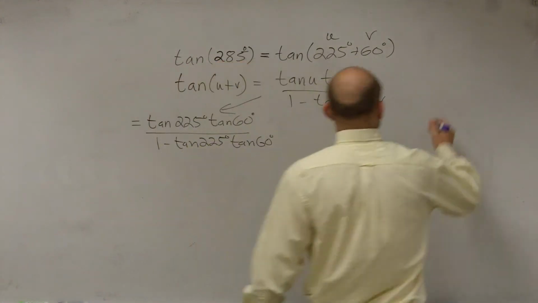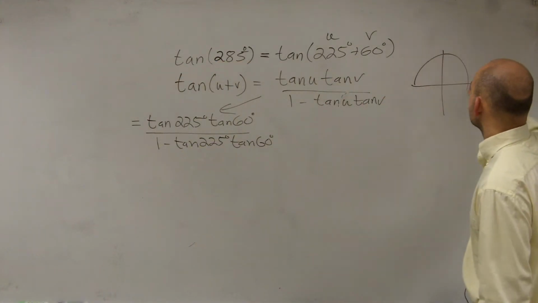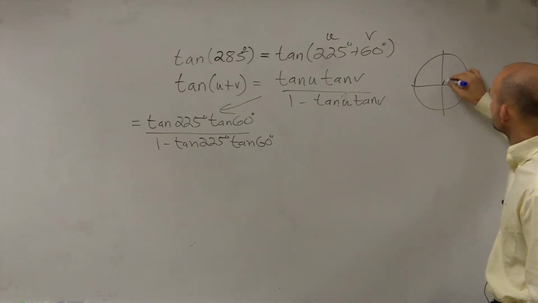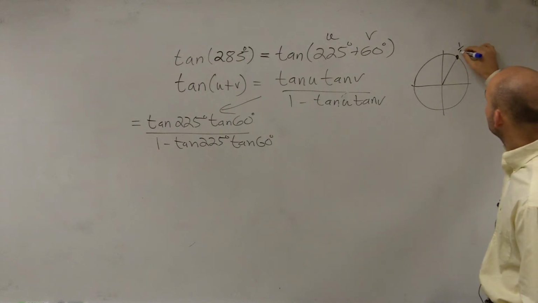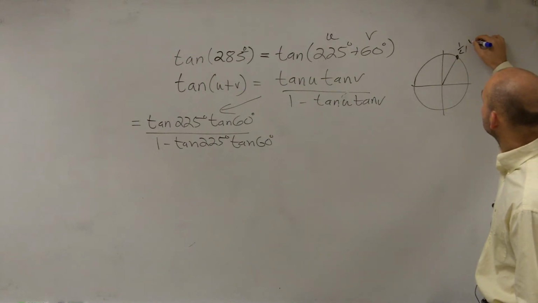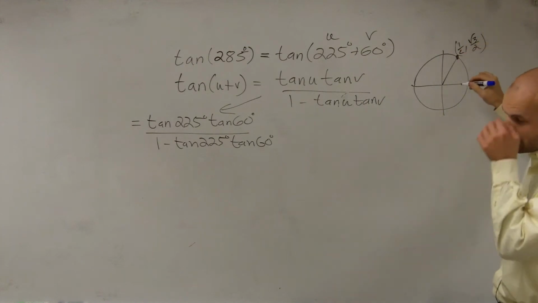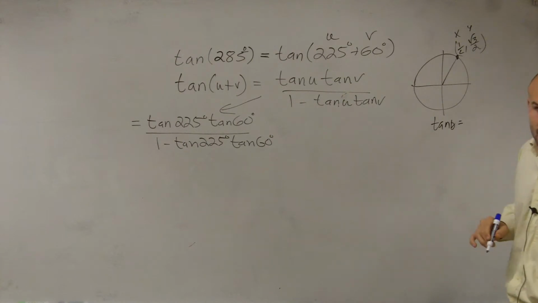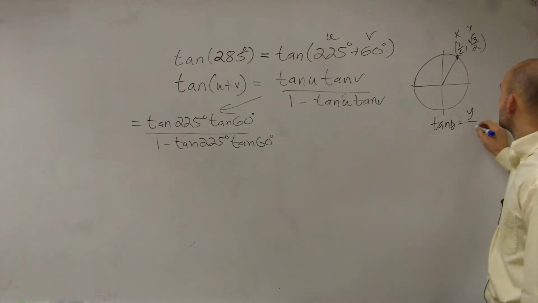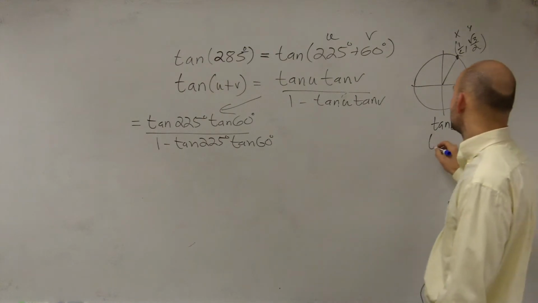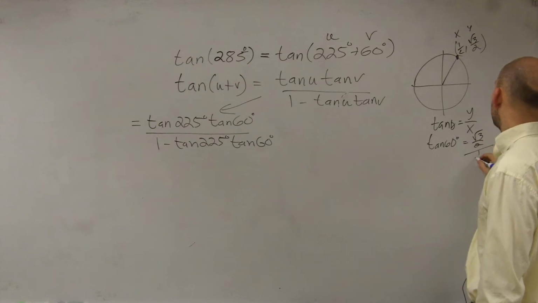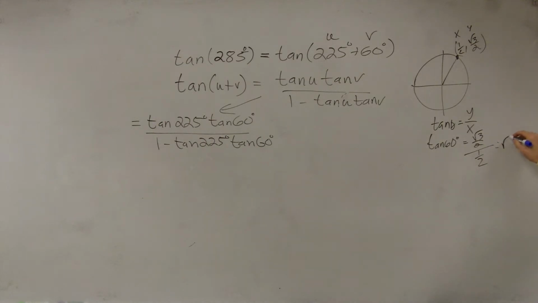So the next thing we need to do is determine our unit circle of what is 225 degrees and what's going to be 60 degrees. Well, we know 60 degrees is going to be right up here, and that's going to have a coordinate point of 1/2, radical 3 over 2. So remember that the tangent of an angle, when you have a coordinate point on the unit circle, is y over x, right? So the tangent of 60 degrees is going to equal square root of 3 over 2 divided by 1/2. And that reduces down to the square root of 3, right?